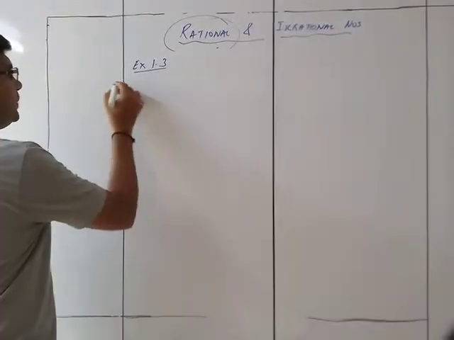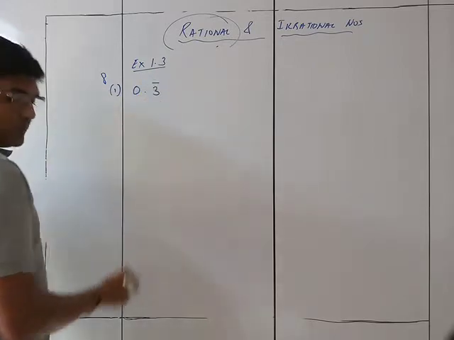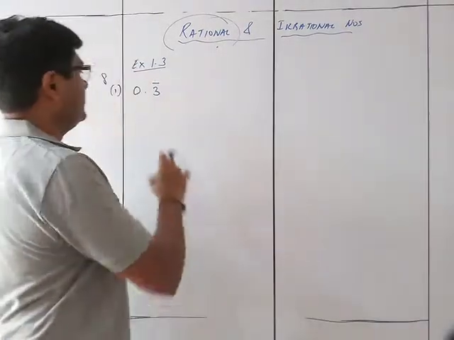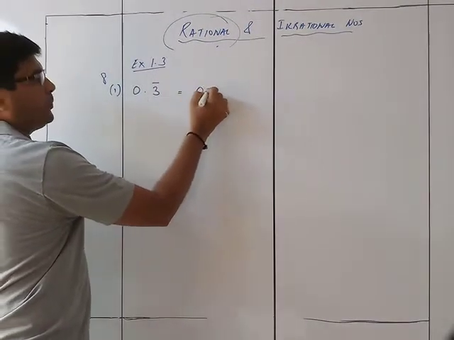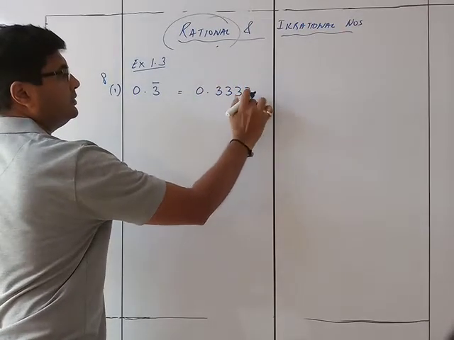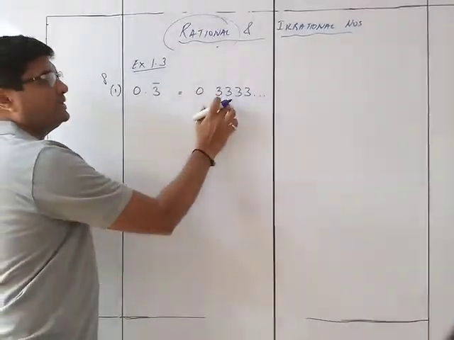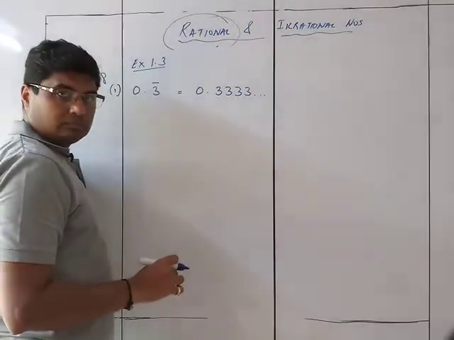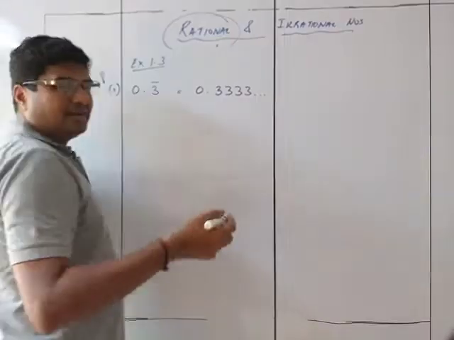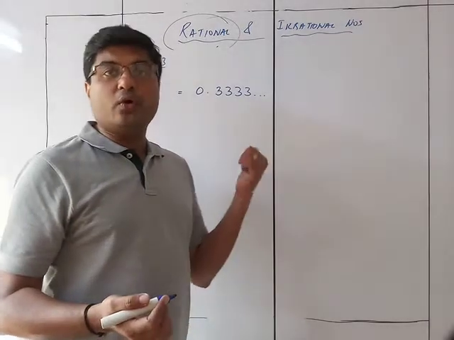Okay, now the question over here is 0.33333 recurring. This is how the question is. You need to convert this into a fraction. That is, I need an answer like 3/10, some answer like that. So let's find out how to find this.